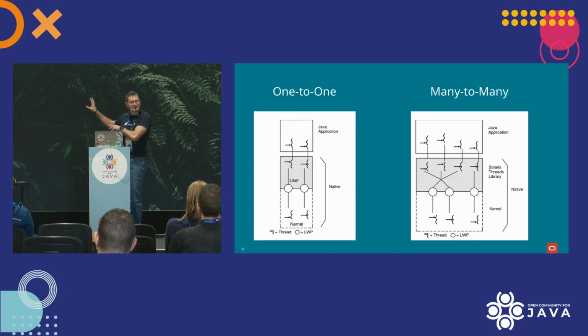I have the rest of the diagrams because they are really nice. So we can see the one-to-one model, that's the one we have been using for 20 years. And the many-to-many one with the Solaris threads library. That was pretty cool. It was eventually replaced by pthreads anyway. But it was different from the virtual threads in a way that it happened on a different level. It was a native library running behind the JDK itself. And you could have used it even without the JDK.